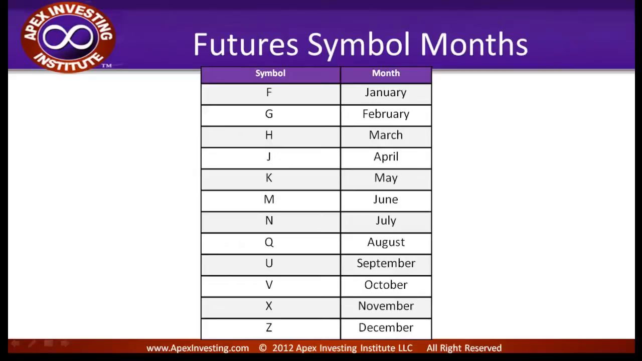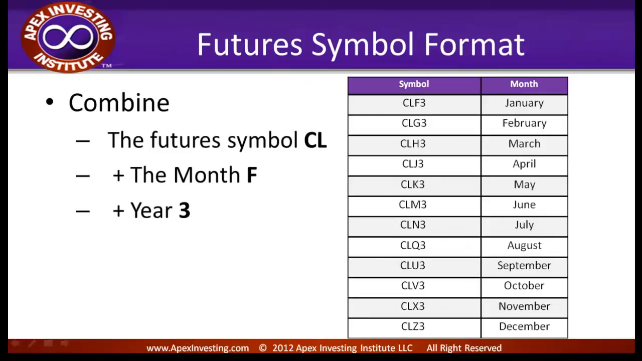In futures, you have contract months, and oil is traded for every single contract month. And here's the chart showing the symbol and the month. This is helpful to understand what the symbols are, because in some trading platforms, you'll need to know the symbol in order to be able to bring up the contract. The way that it works is you combine the future symbol with the month and the year. For example, CLF3 to bring up the oil contract for January of 2013.